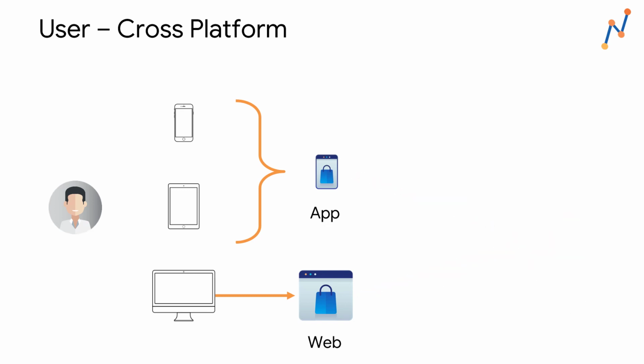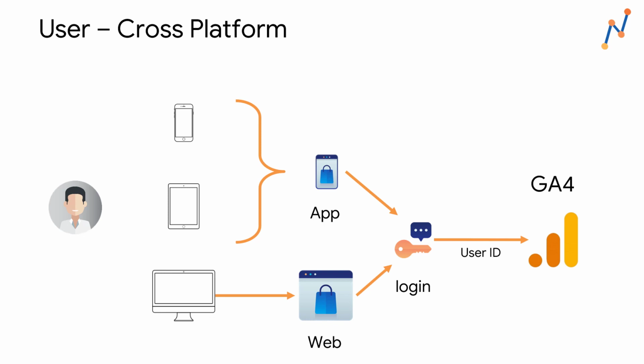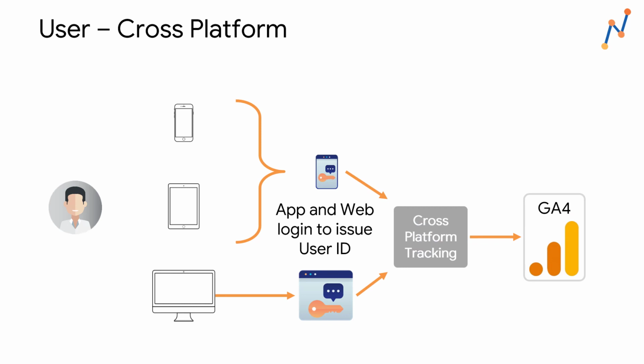But if both app and web offer a login and therefore can issue a unique ID, which can be used as a user ID, then GA4 is able to recognize the user. In this scenario, it will result in GA4 counting 1 user and 3 devices. And this is, after all, the big advantage of GA4 compared to Universal Analytics, because GA4 enables you to recognize and track your users across devices and across platforms.